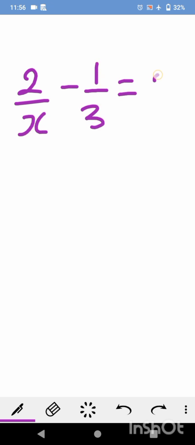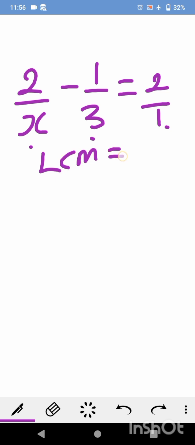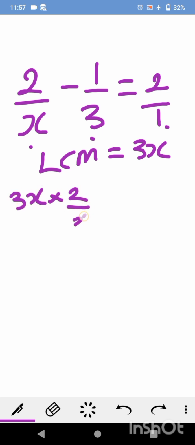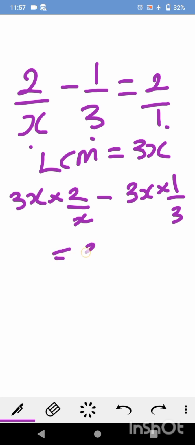Alright, so let's learn how to solve this. Okay, and equals 2. So the method I want us to use is to multiply through by the LCM of the denominators. And the LCM here is actually 3x. So we use the 3x and multiply each term. Minus 3x times 1 over 3 equals the 3x. We also multiply the 2. And x goes into x here. We're left with 3 times 2, which will give you 6.